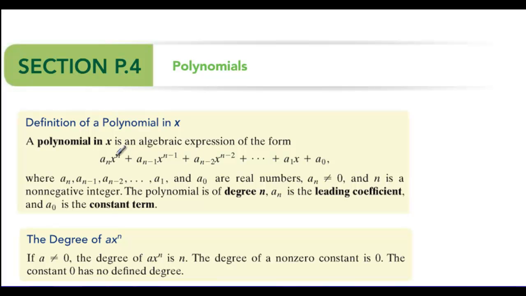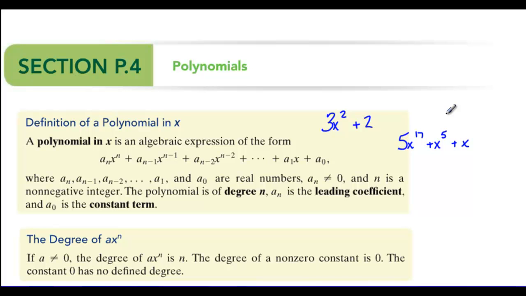And so the highest exponent that you see in a polynomial that is attached to the variable is going to be your degree. So if you have something like 3x squared plus 2, this is going to be degree 2. If you had 5x to the 17th plus x to the 5th plus x, this is going to be the 17th degree.